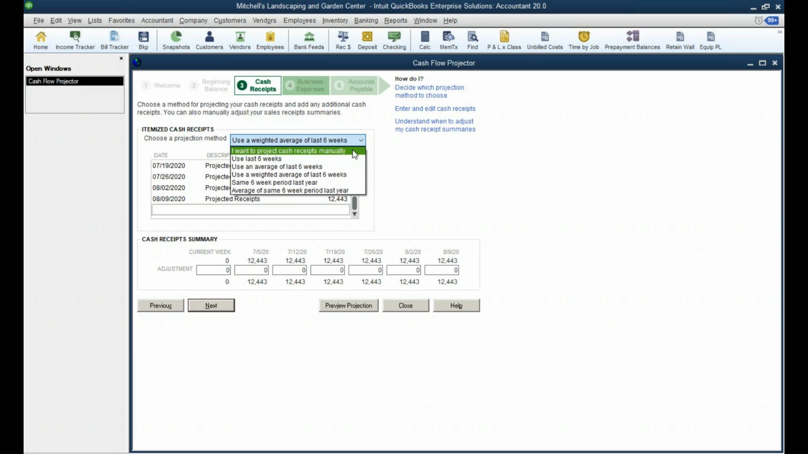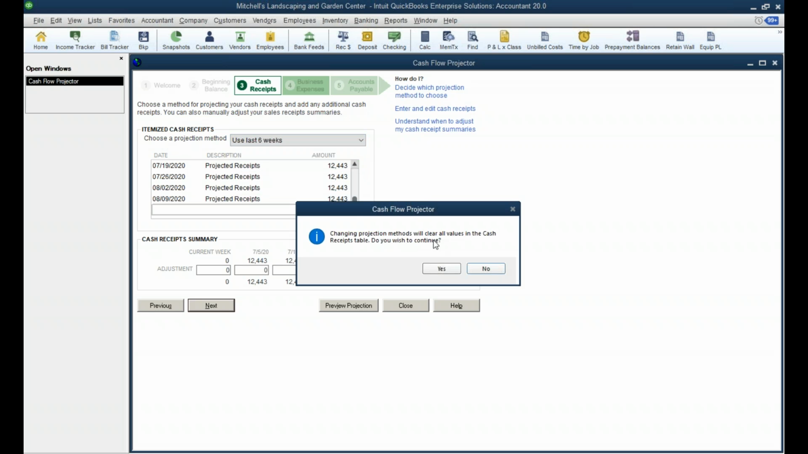You can just use whatever you did for the last 6 weeks. You can use an average of the last 6 weeks. Weighted average means that the last few payments that you received are actually more typical for this time of year for you, and so you want to put more weight to that. So you can do that. Or you could base it on last year. Now, this is 2020. We've got the pandemic going on. That might not be a good option this year, hopefully. Going forward, it might be options for you as well.